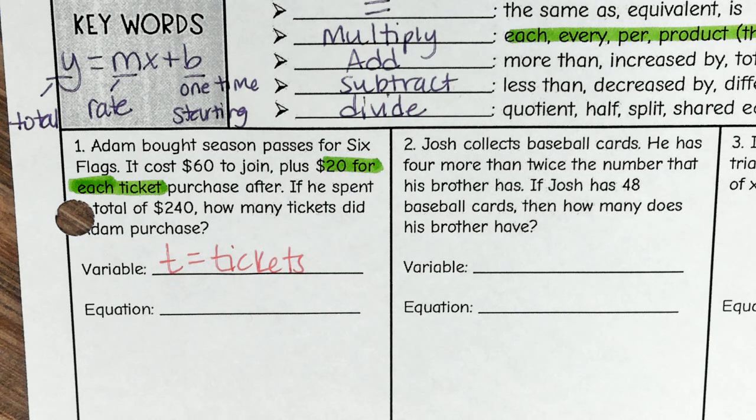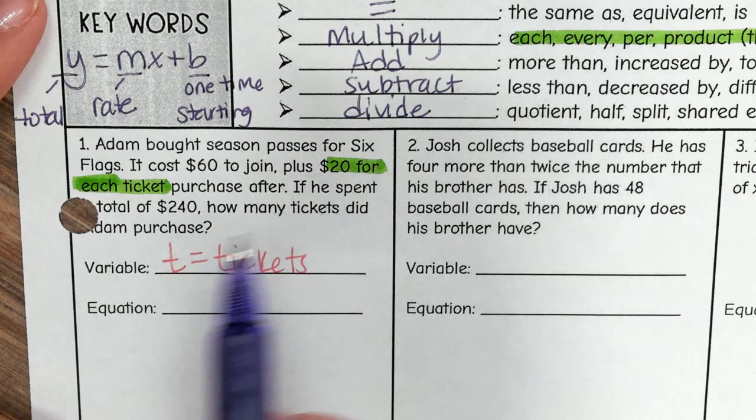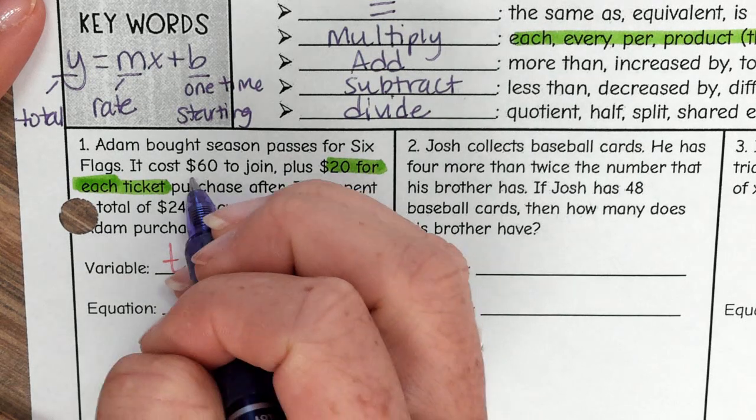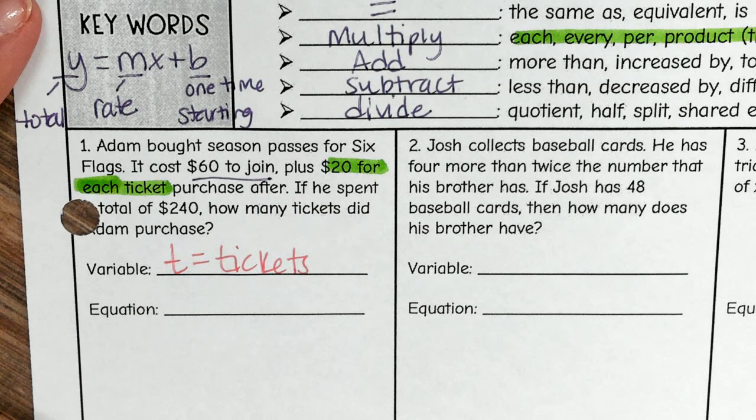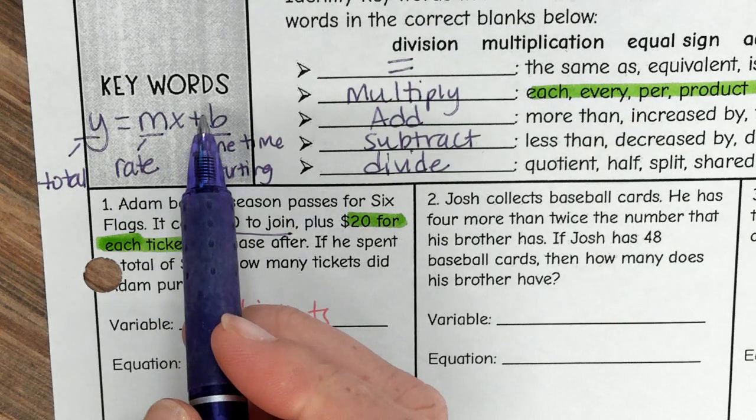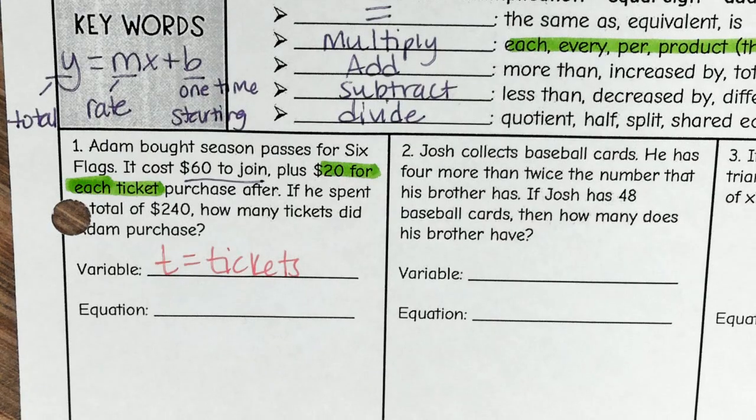Does anybody want to take a try? Go ahead. The starting is $60. Did y'all hear what he said? This is a one-time fee or a starting. So I get to Six Flags and I got to pay $60. Am I going to keep paying that per something, or that's just one time? One time. So up here, that's the B. One time. Okay, keep going.